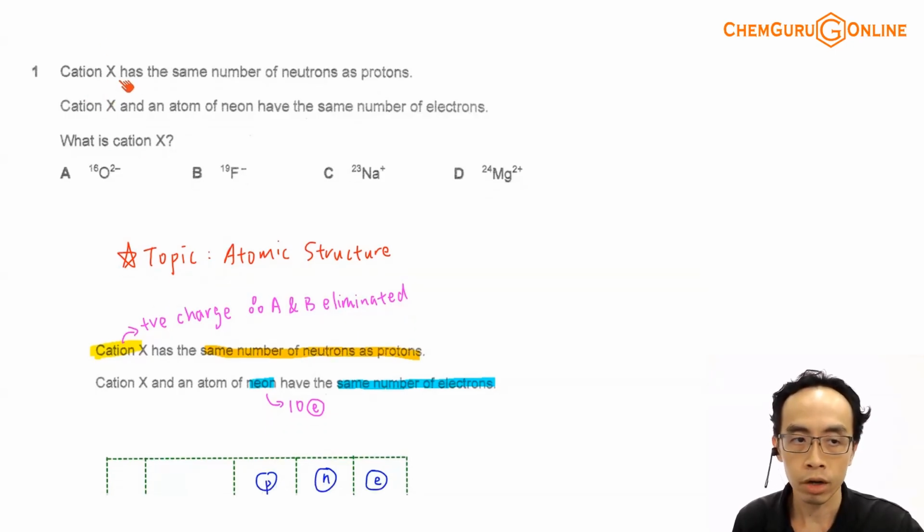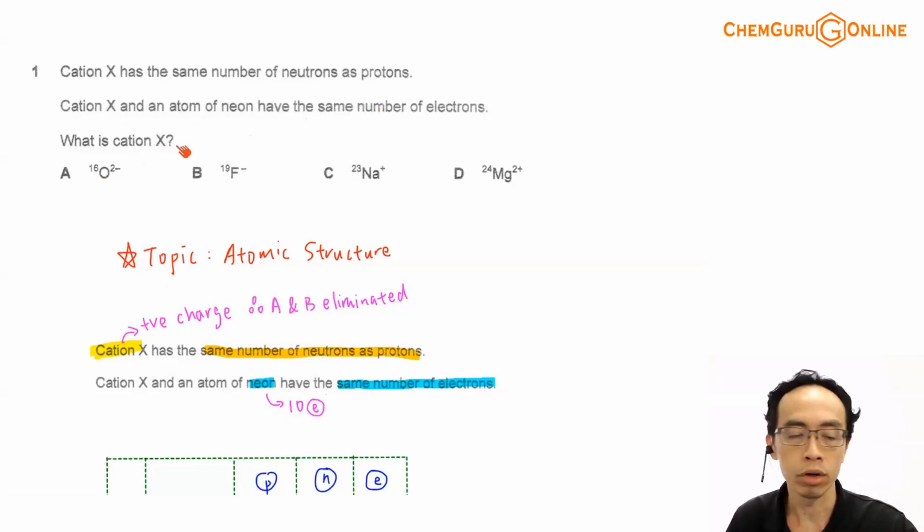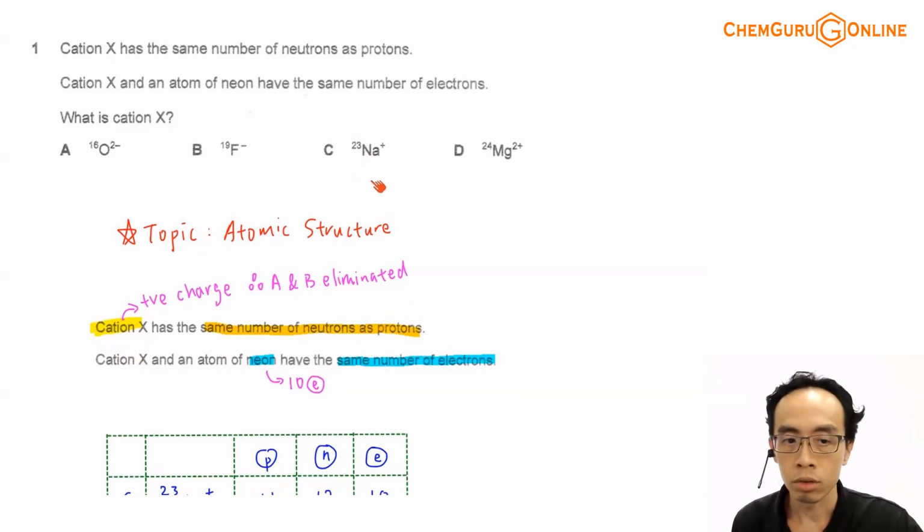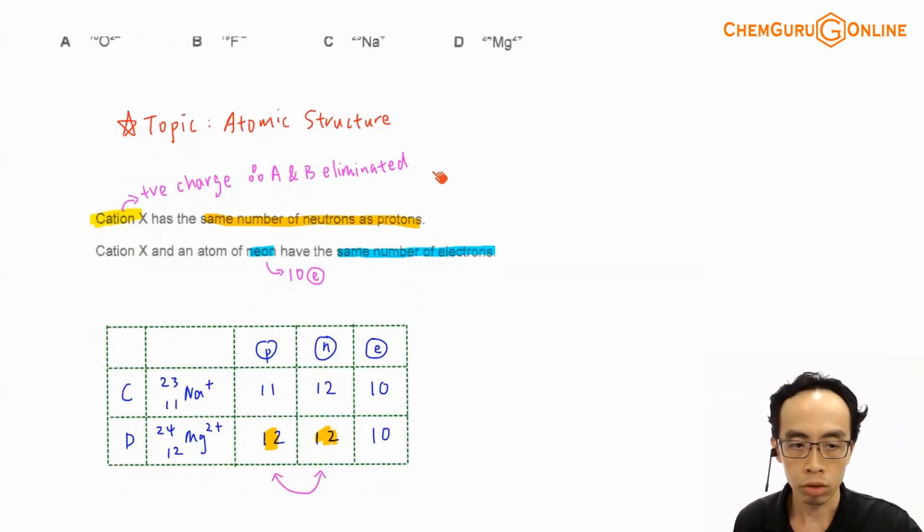Question 1: cation X has the same number of neutrons as protons. X and an atom of neon have the same number of electrons. What is cation X? And we have four options, A, B, C, D, and we will go through and determine which is the answer. The topic tested in question 1 is atomic structure.